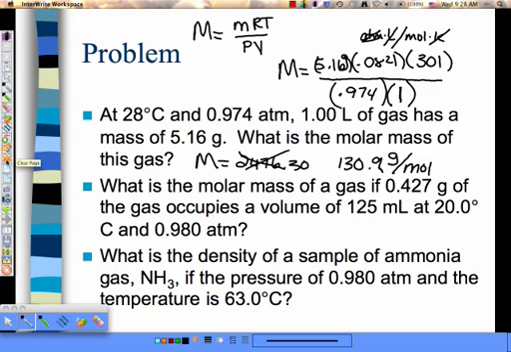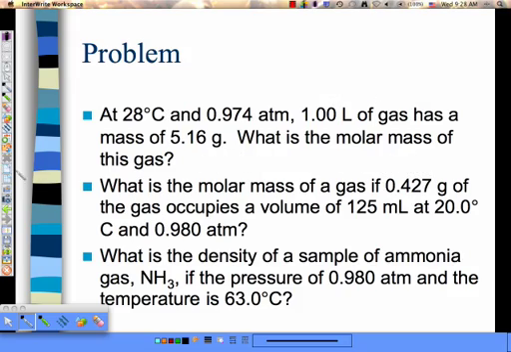Okay, next one. What's the molar mass of a gas if 0.427 grams of the gas occupies a volume of 125 milliliters at 20 degrees Celsius and 0.98 ATM? You need to change the 125 milliliters to liters, which would be 0.125. And that would be on the bottom, right? Because we're dividing by PV.